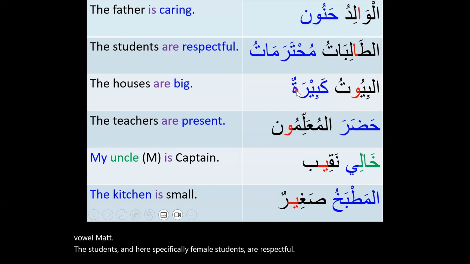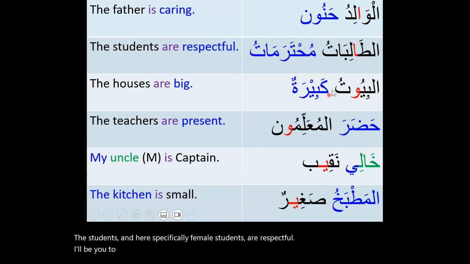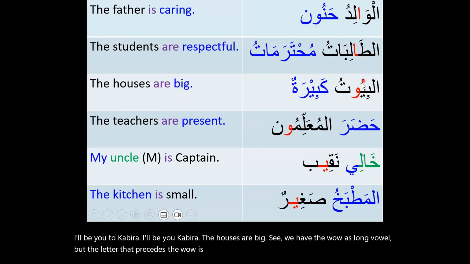البيوت كبيرة. البيوت كبيرة. The houses are big. See, we have the wow as a long vowel, but the letter that precedes the wow is the ya, and ya with the dhamma. So biyut. That's why we produce the u sound.